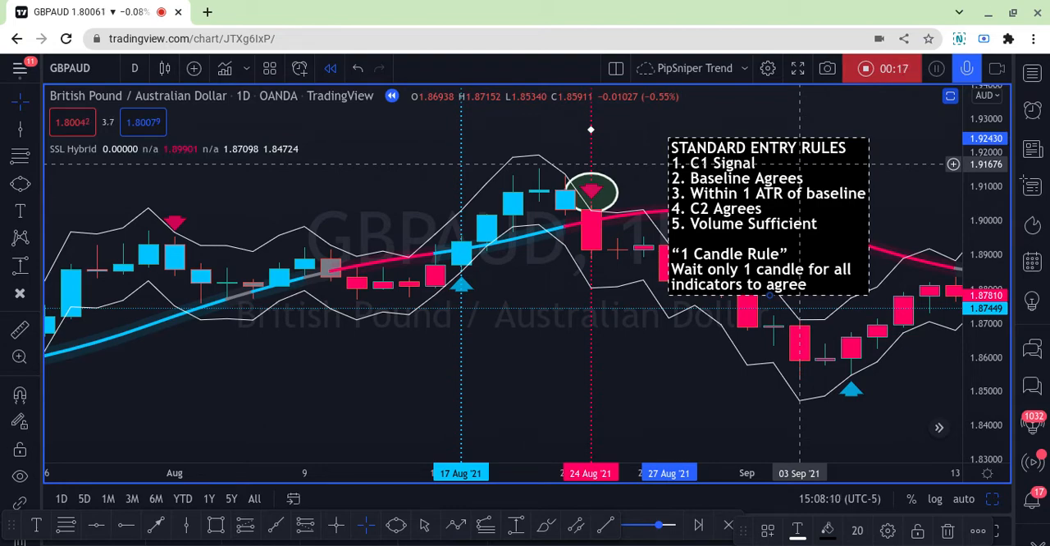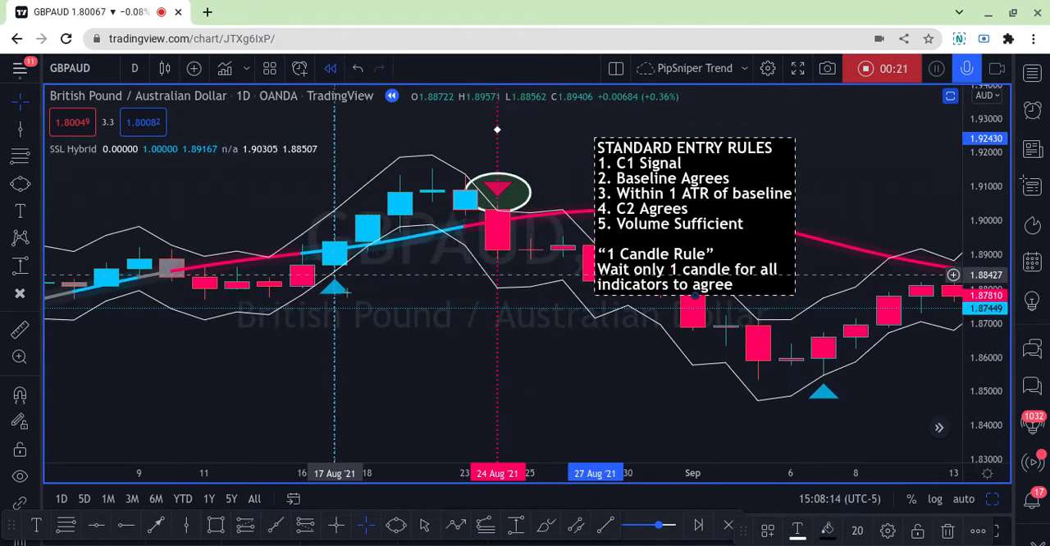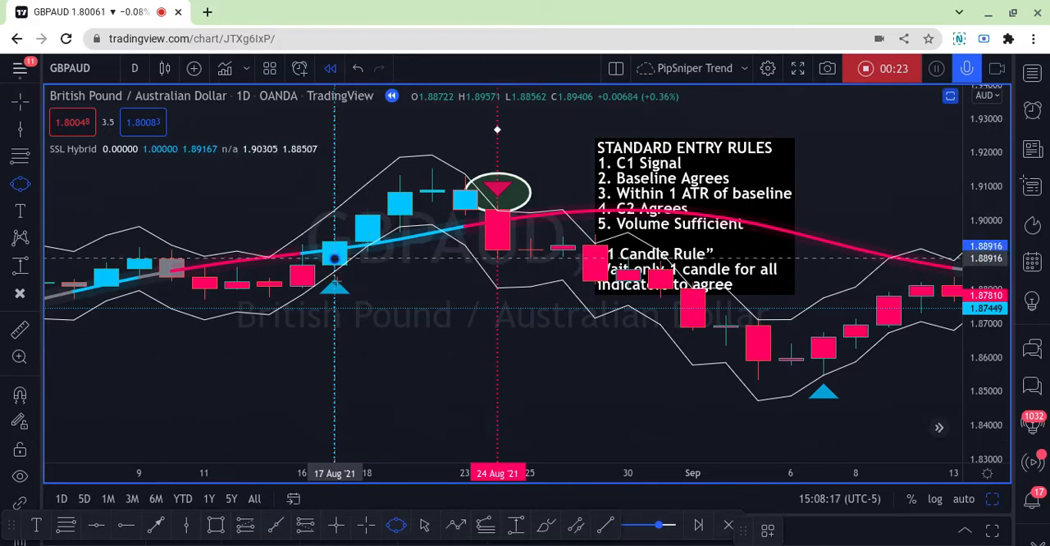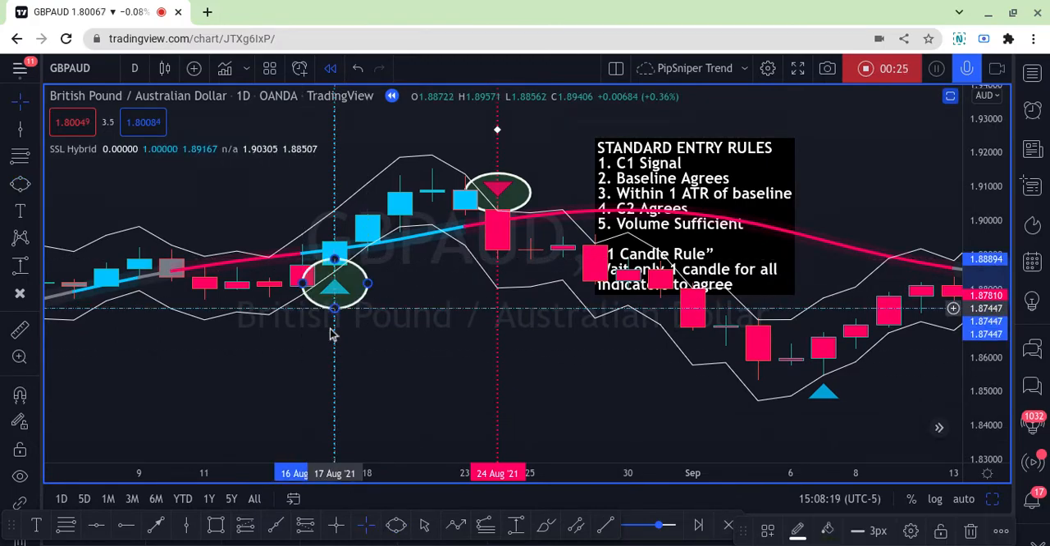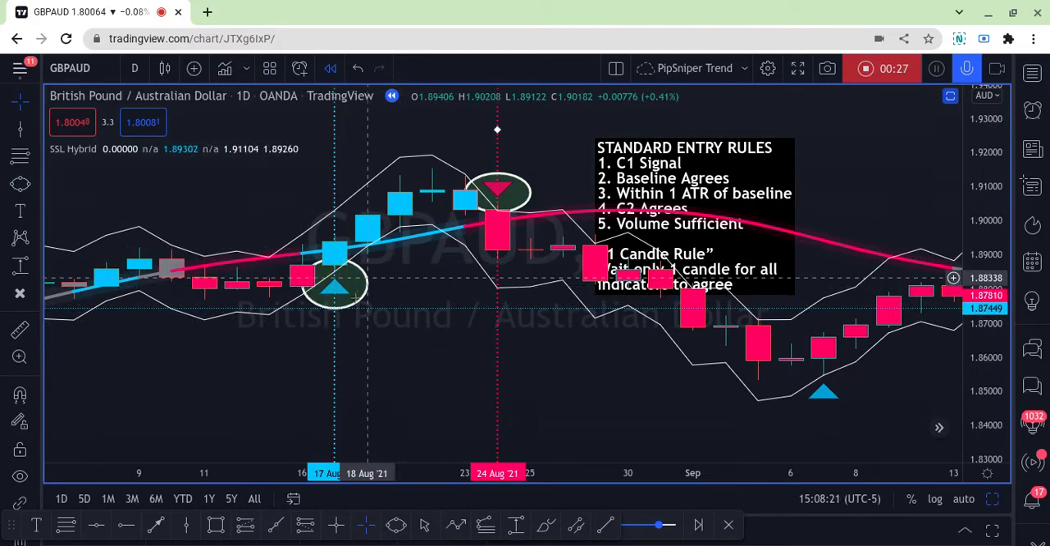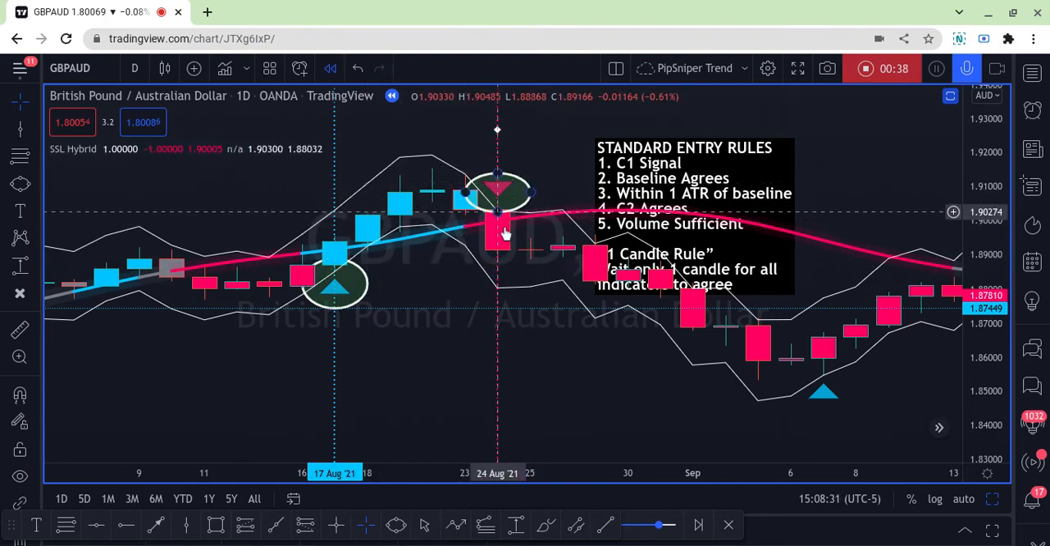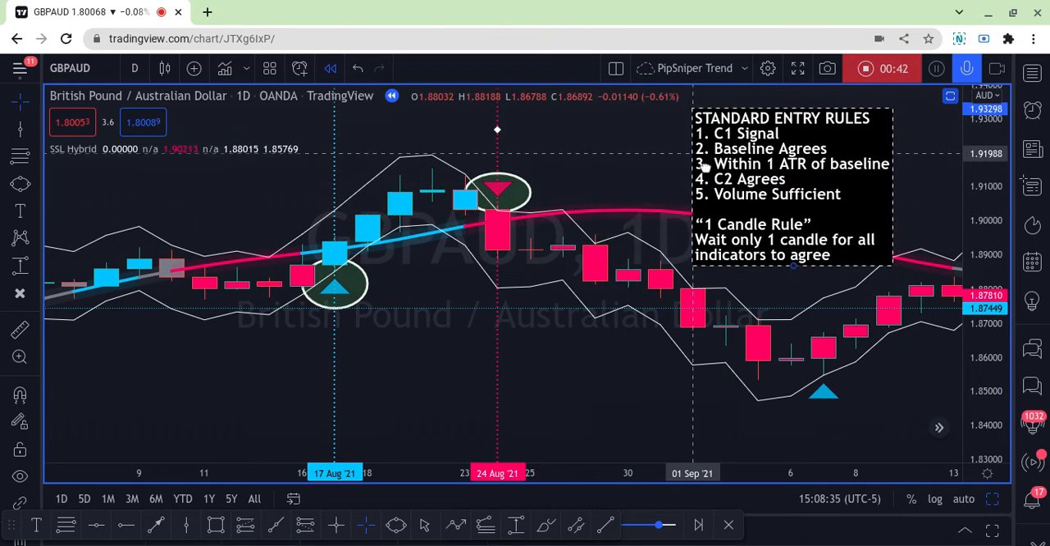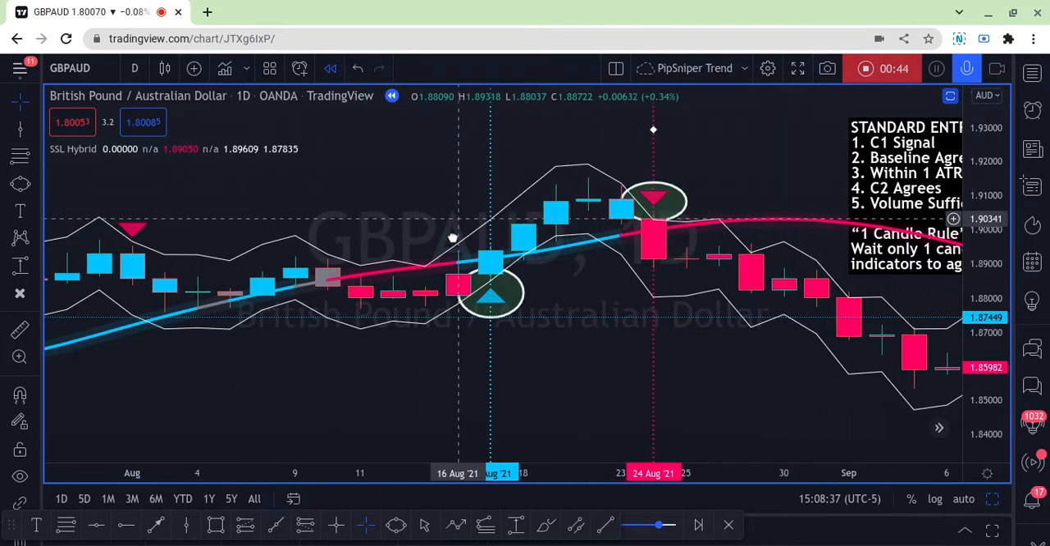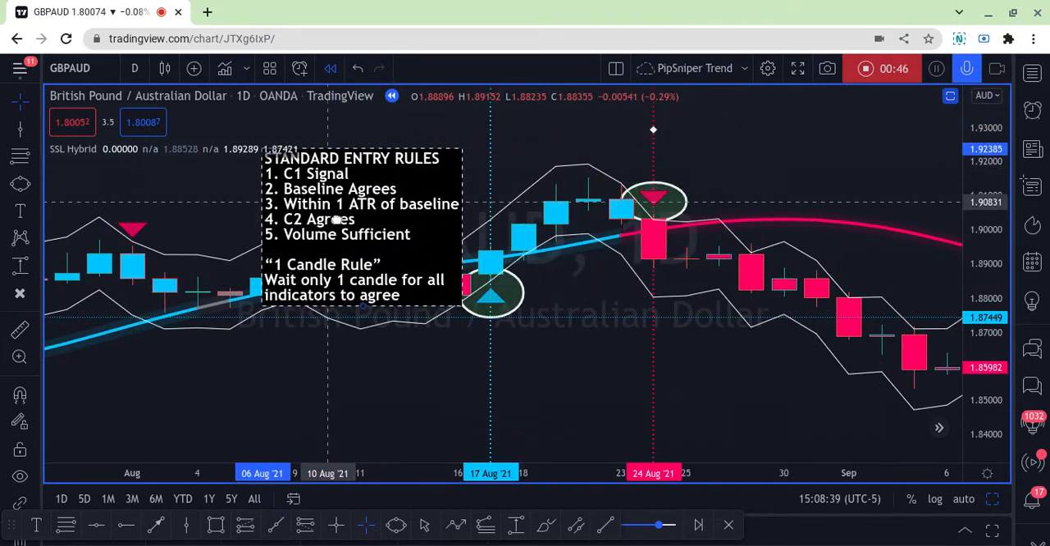for a standard entry. What we mean is, if for instance we have a signal like right here telling us to buy, enter the trade, C1 signal, and then this candle crosses the baseline and turns the same color as the arrow, it's in agreement. Simple as that. If we have an arrow telling us to sell and the candle crosses the baseline and matches the arrow, the baseline is in agreement. You just want the arrow and the baseline to be in agreement.